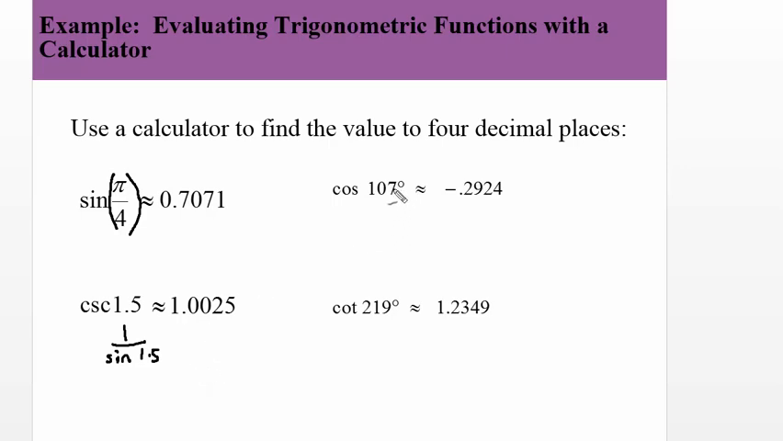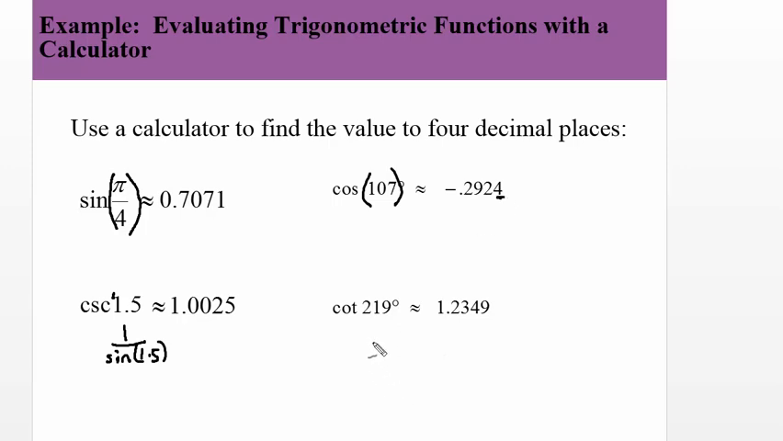All right, next go to degrees. Put in degree mode cosine, and again, remember they'll put parentheses around these numbers here. You'll put cosine, just type in 107 if you're in degree mode. They won't have the degree symbol there. You'll get approximately negative 0.2924. Remember, you have to round this to the nearest digit. That's the number you have to watch out for there. So if it's 5 or greater, round up. If it's less than 5, leave it alone.